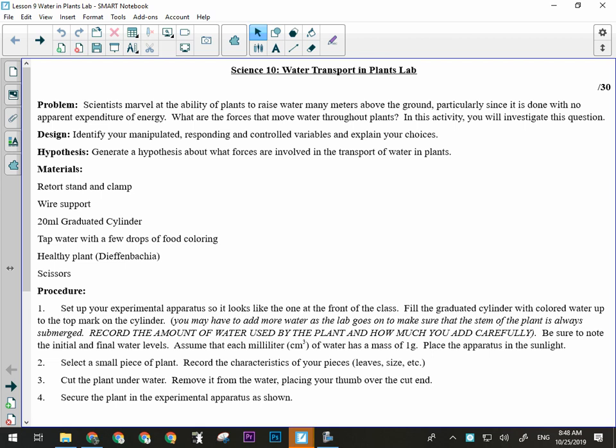The other thing is we're going to measure how much water we start with and how much water we end with. So there are two responding variables here. Those are the two things we are going to use to prove or measure that water has moved into the plant or through the plant. The way we're going to set this up, we should minimize evaporation as much as possible. I'll explain that when I go through the procedure. You're right, and we're taking that into account.